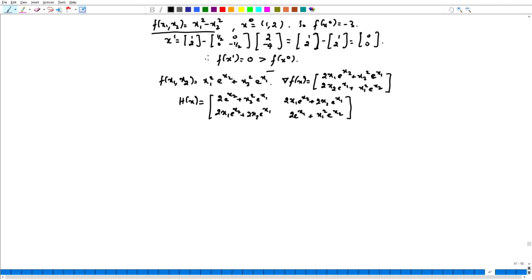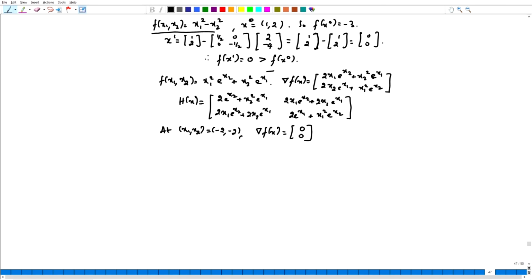What happens at x1, x2 equal to (-2, -2)? Del f of x actually becomes -4 e power -2 plus 4 e power -2, which is 0, and similarly here -4 e power -2 plus 4 e power -2, that is 0. So, we actually have another critical point for this problem at (-2, -2).